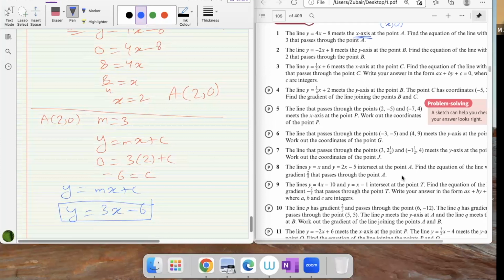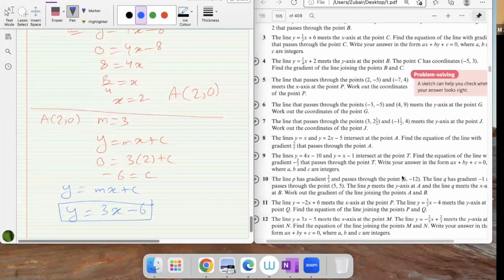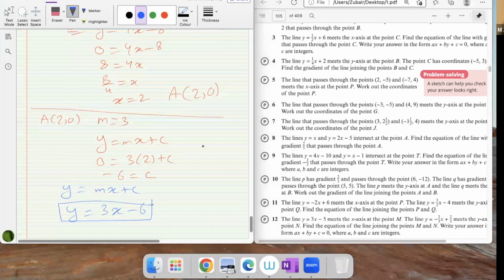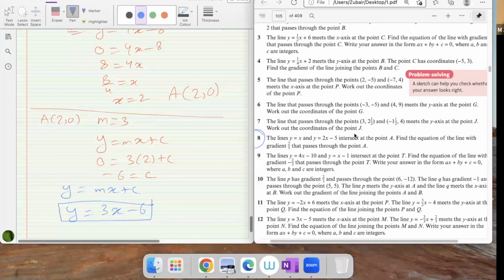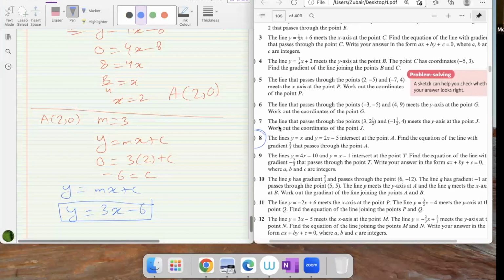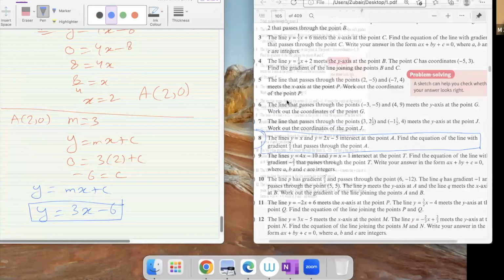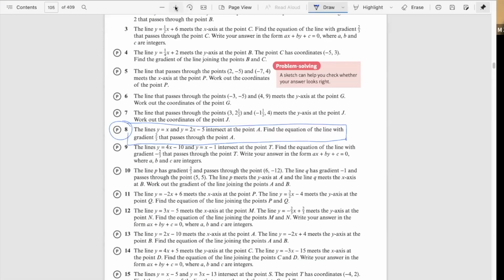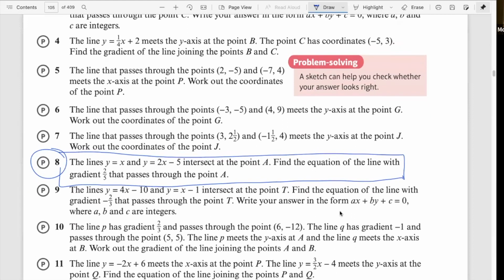Let's see if we have some sort of different questions. Can you try question number 8? Is it readable? Yes, it's readable. Question 8.